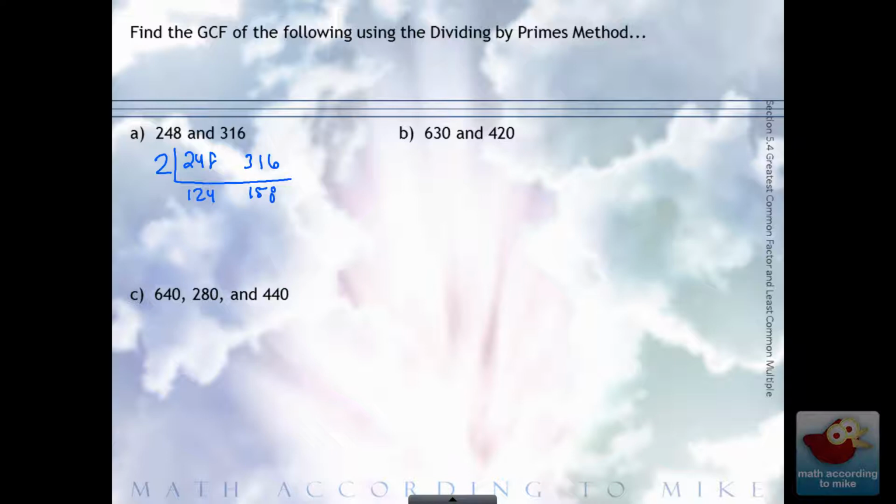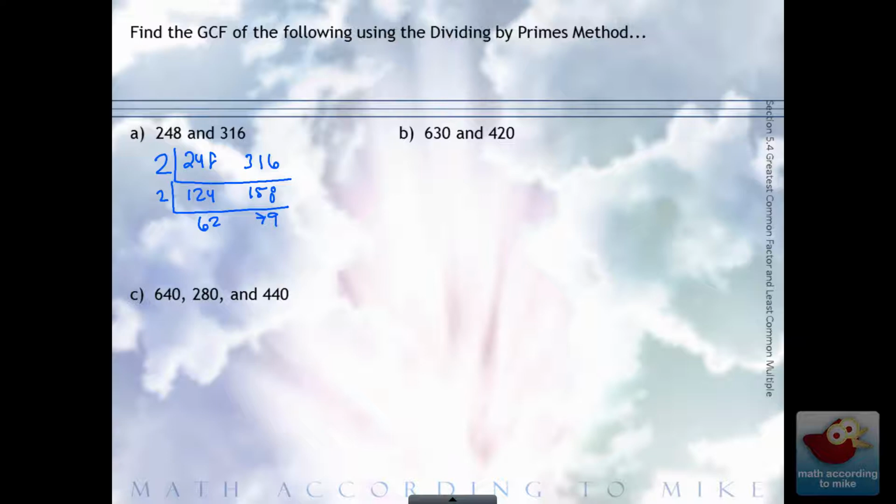And then looking at 124 and 158, we can now pick 2 yet again. The first one would be 62. And the second one, I'm pretty sure, is 79. It is! I get 2 cookies. All right. And now 62 is even, but 79 is not, so we can't use 2.